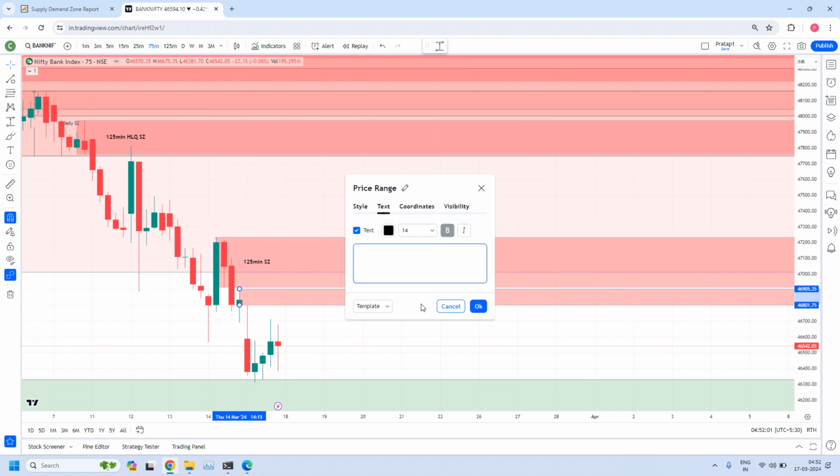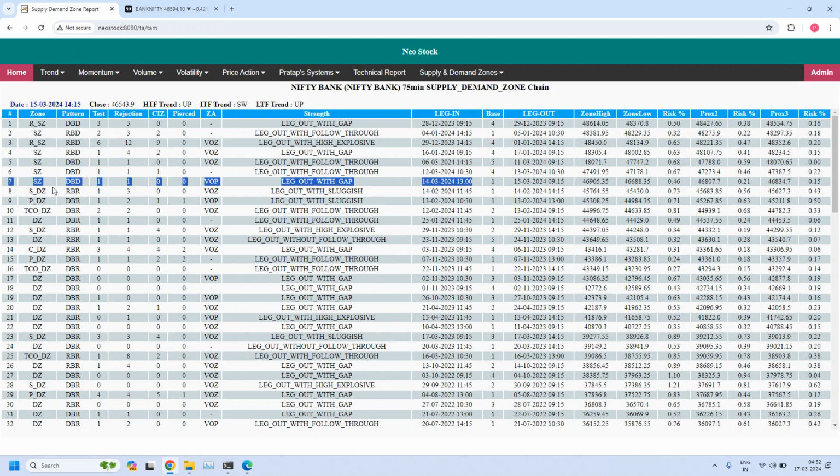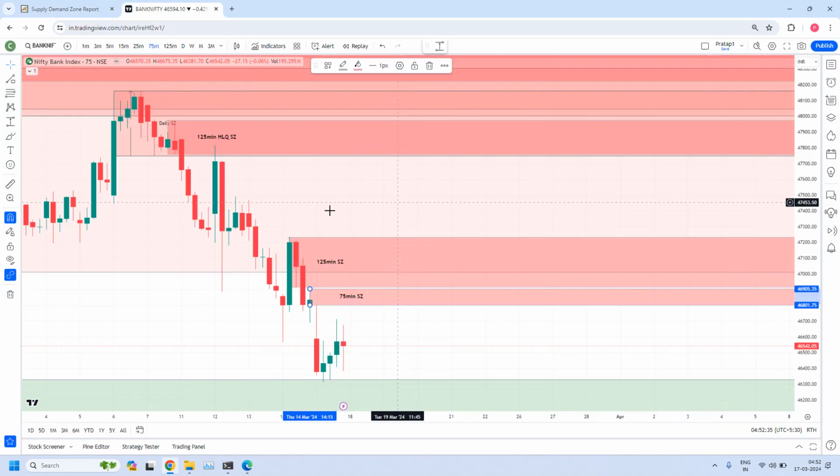Below 75 minutes we will look only at high liquidity zones. This is a 75 minutes supply zone, a normal supply zone. But this is not having a zone achievement as a VOZ, it is only VOP. This is 12/3 at 10:30. But this is P also, right?